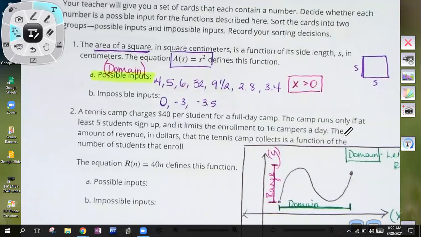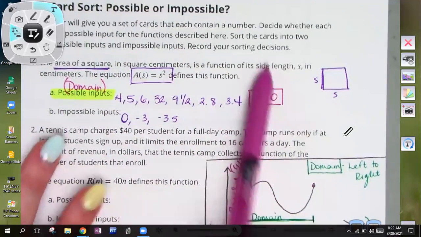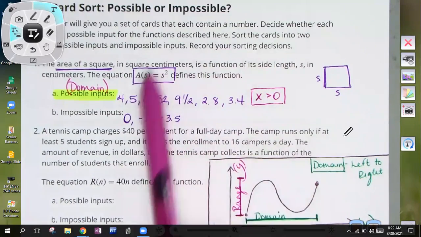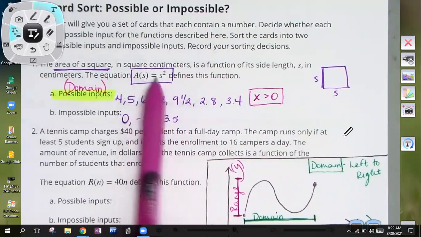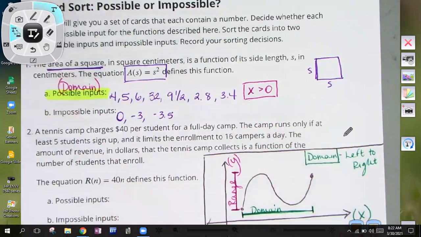Okay, next. For this one, if we look at this graph in just a second, you're going to see what this looks like. When we graph this function right here, you're going to see how this is true. Next.